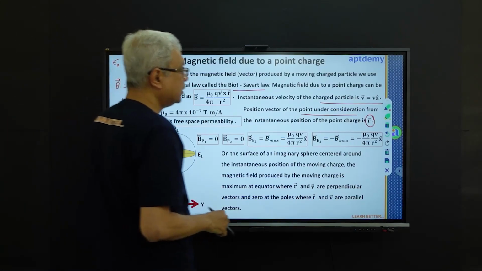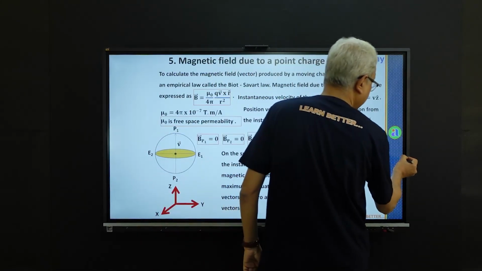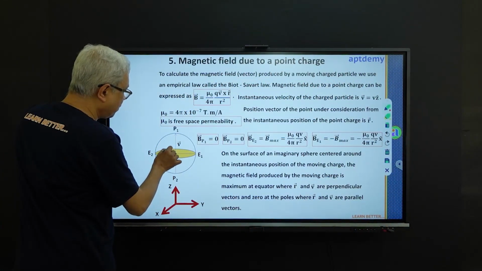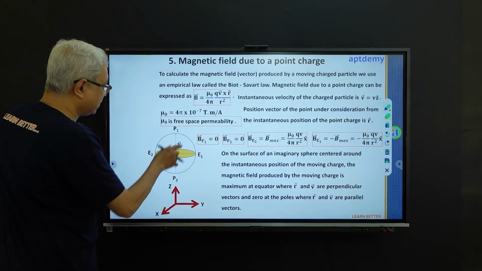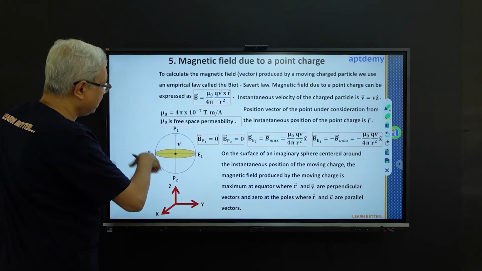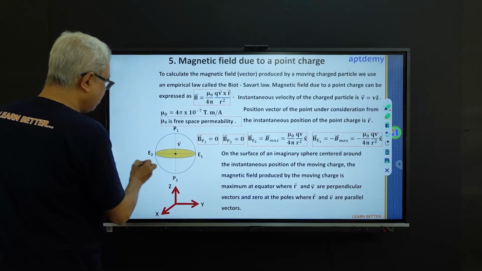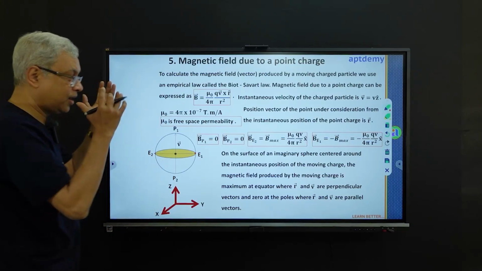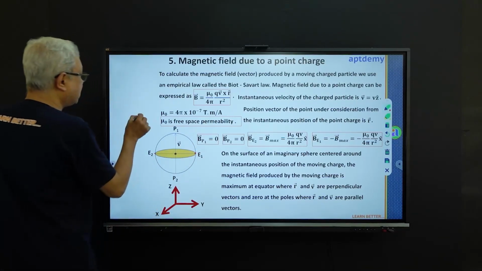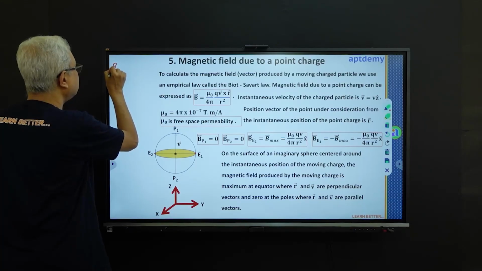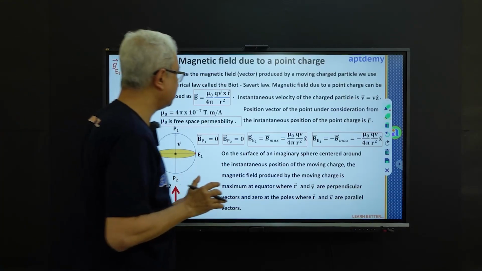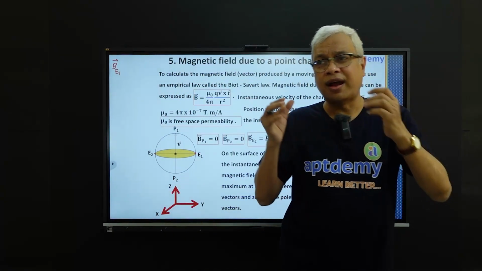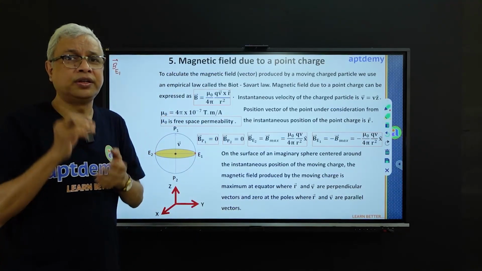Now let us consider the situation depicted in the diagram. There is a moving charge at this position at any point of time. Surrounding this point, imagine an imaginary spherical surface. On the equator, take two representative points, E1 and E2, and P1, P2 are the two polar points on the imaginary sphere. Now, what is the magnetic field at the point E1, using this Biot-Savart law? Let us try to find out. If we use vector notations and vector algebra, we quickly arrive at the complete quantification of the magnetic field.